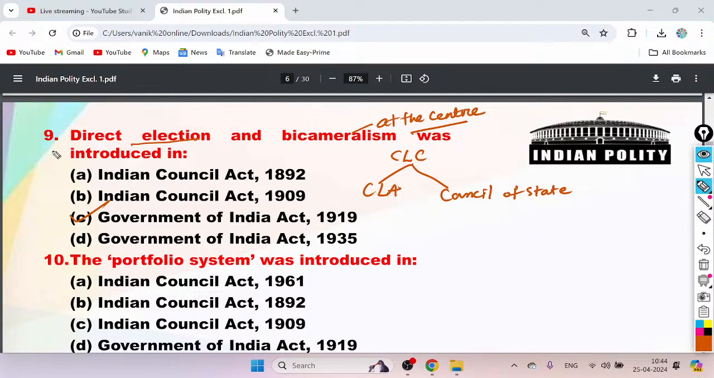And direct election was also introduced. But it was not universal franchise, not universal suffrage. It was limited suffrage. Voting rights were given to people on the basis of certain criteria like income, education, and property. So a very limited franchise was promoted, but direct election was provided. So the answer will be C.